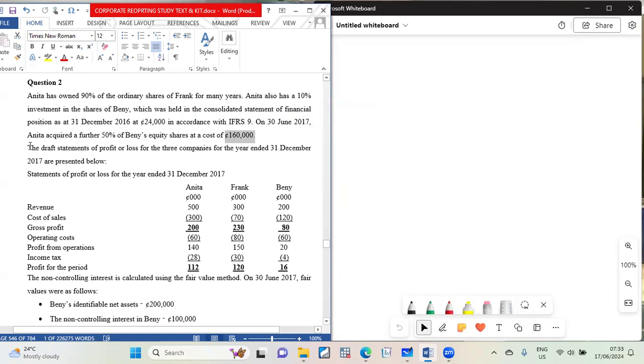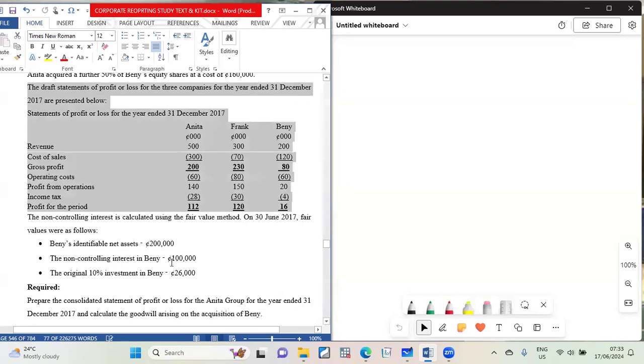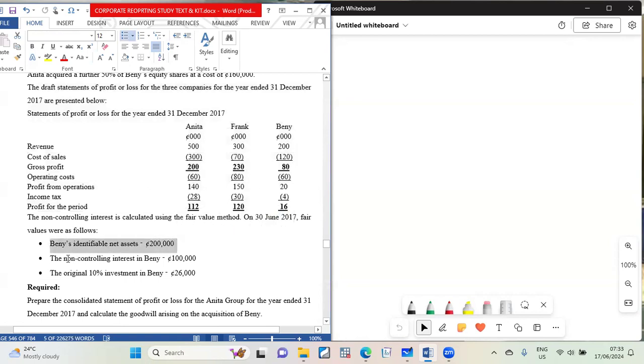Then we have the draft statement of profit or loss and everything given to us here. Revenue, cost of sales, operating profit and operating cost, everything is given to us. Then we are told that the NCI is calculated using the fair value method. All right, good. Then on June 2017, the fair values were as follows: Benny's identifiable net assets, the NCI in Benny, on 30th June. Then the original 10% is now this.